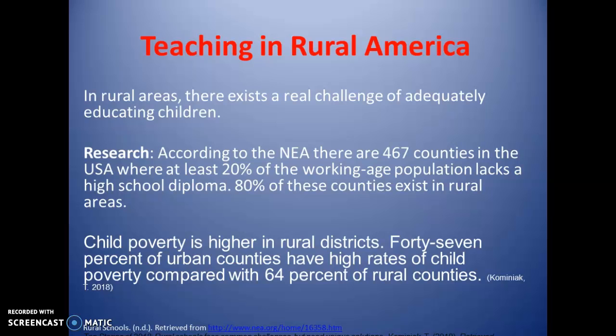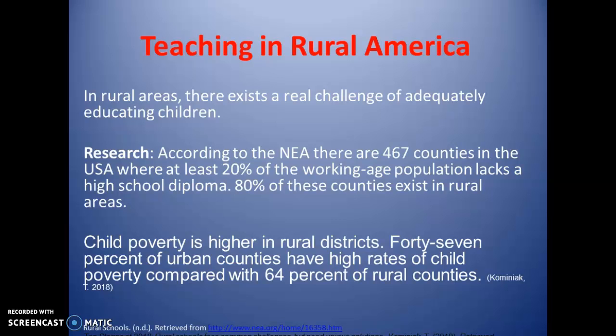Teaching in rural America. In rural areas, there exists a real challenge of adequately educating children. According to the NEA, there are 467 counties in the United States where at least 20% of the working age population lacks a high school diploma. 80% of these counties exist in rural areas, so many of the young adults do not graduate from school and receive their high school diplomas.